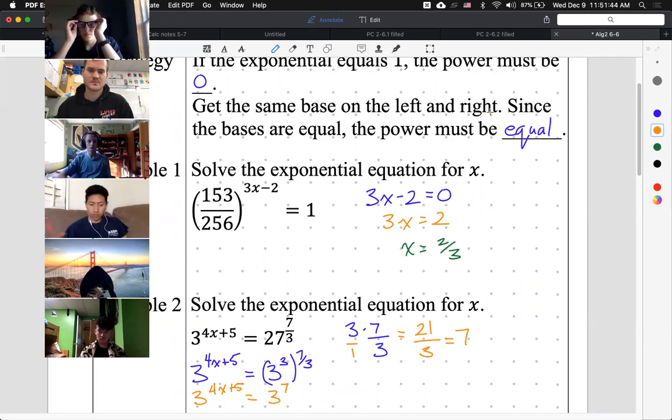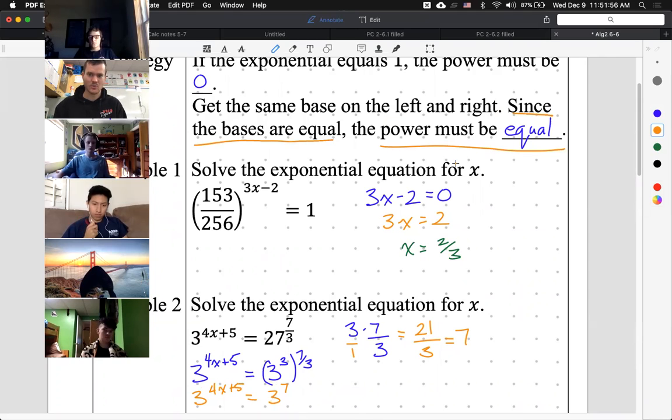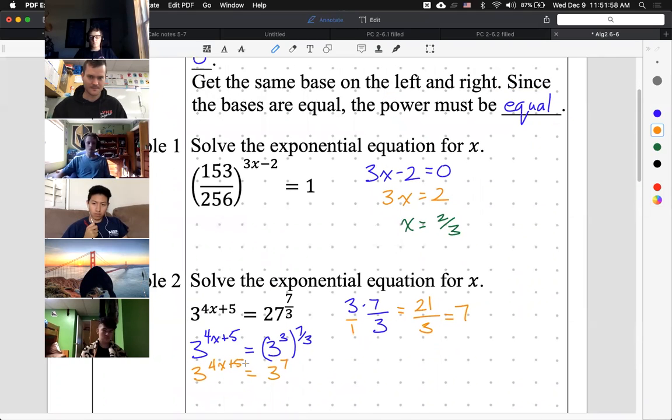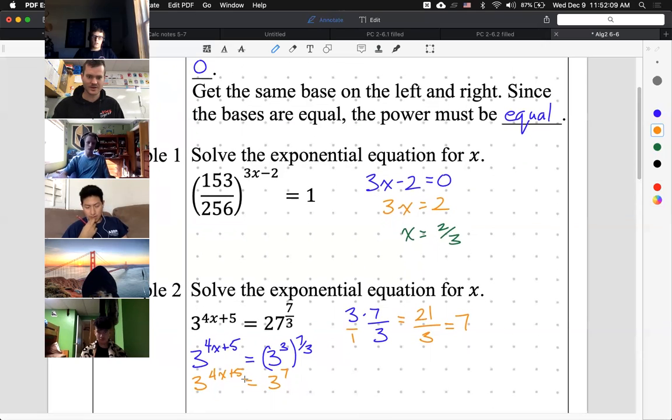Wait, what was the question? What are we doing now? So we're at this step, 3 to the power of 4x plus 5 is equal to 3 to the power of 7. The bases are the same. Since the bases are equal, the powers must be equal. What is my new equation from here? How do I say the powers are equal as an equation? Don't overthink it. It's pretty straightforward.